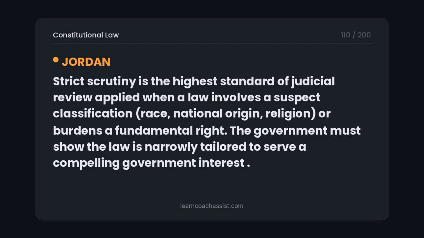What is strict scrutiny? Strict scrutiny is the highest standard of judicial review applied when a law involves a suspect classification (race, national origin, religion) or burdens a fundamental right. The government must show the law is narrowly tailored to serve a compelling government interest.